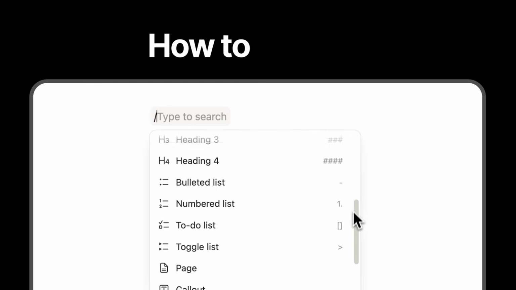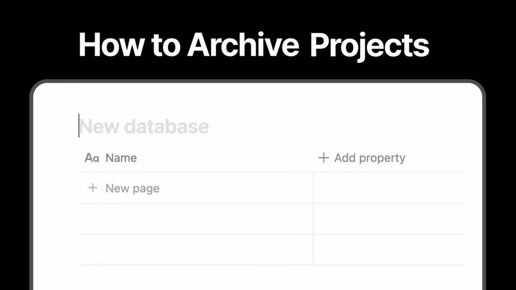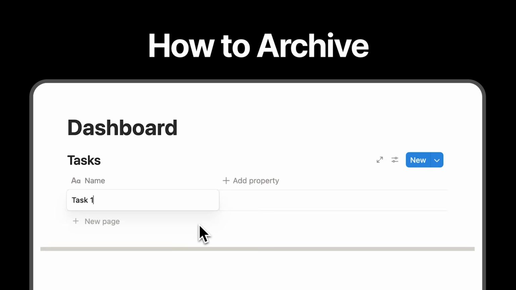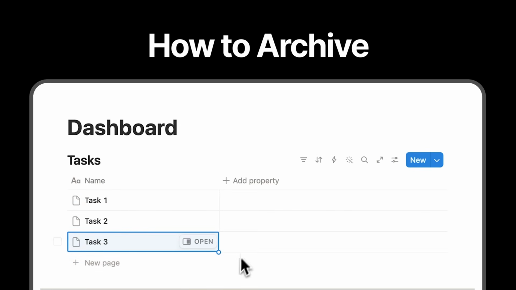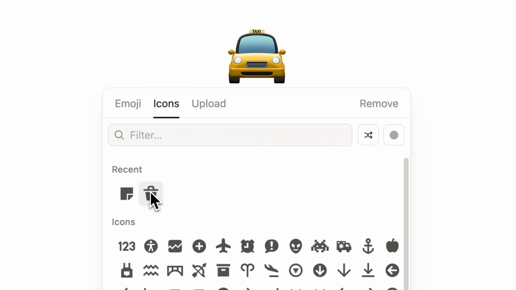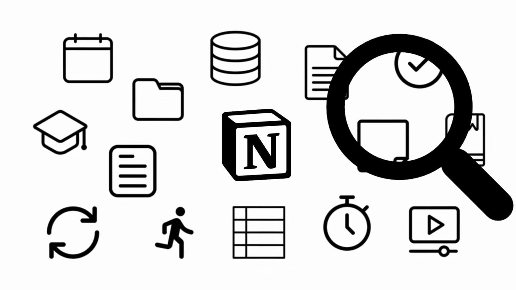This video is divided into two parts. First, I'm going to show you how to archive either tasks, projects, or notes, so they disappear from your dashboard, but they can still be found at any time. And then in the second part, I'm going to show you how to create a digital bin, where you can find anything in only a few seconds.